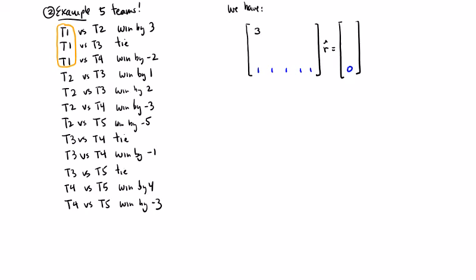Whereas say Team 2 played 1, 2, 3, 4, 5 games. So in the 2-2 entry, I'll have 5, right? And so on and so forth. We can calculate the final ones. Teams 3 and 4 played 6 games each, and you can calculate those out.